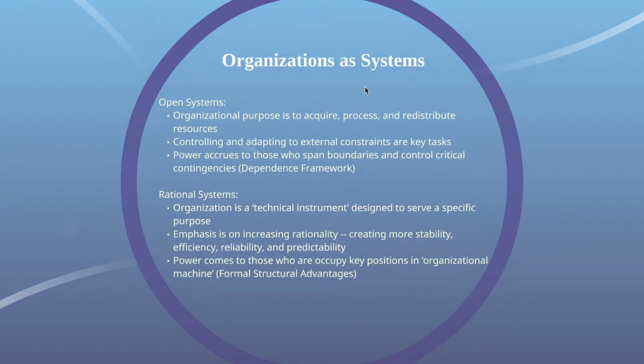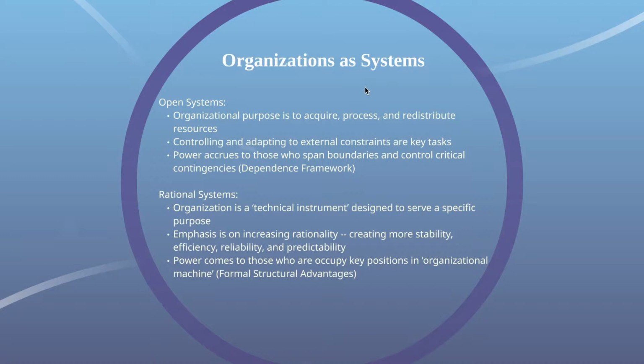One of the keys to network theory is to understand that organizations operate as systems. There are three views of organizations as systems. The first is that an organization is an open system, that its purpose is to acquire, process, and redistribute resources, to control, adapt to external constraints. Those are key tasks for an open system organization. In an open system organization, power accrues to those who span boundaries and control critical contingencies. This is also known as a dependence framework.